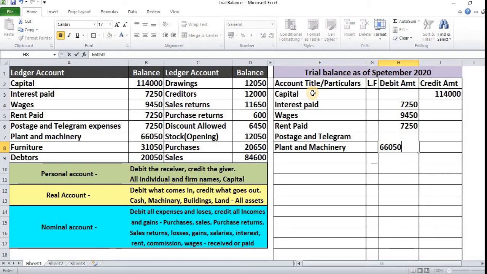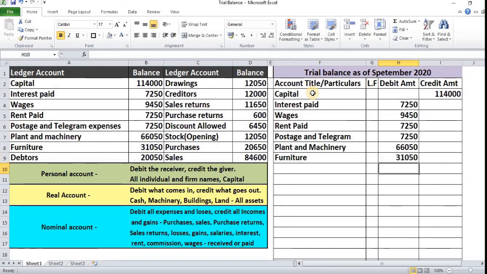Our next account is furniture. So furniture is an asset. So furniture comes under real account. The rule for real account is debit what comes in, credit what goes out. So furniture is coming into the business, so we have to debit furniture. Now we will mention furniture in the particulars column and we will mention 31,050 in the debit amount column.